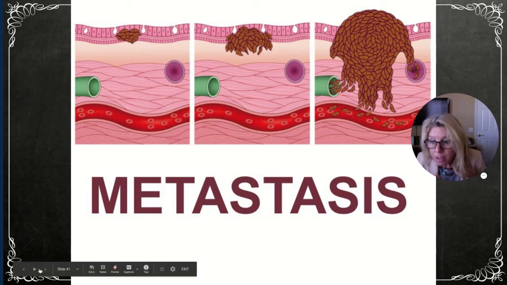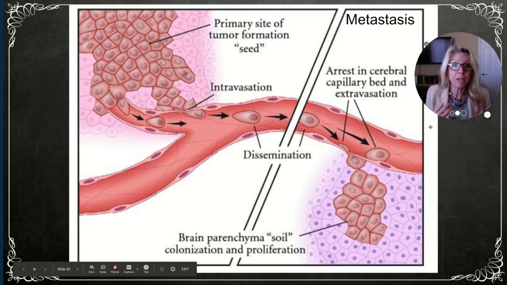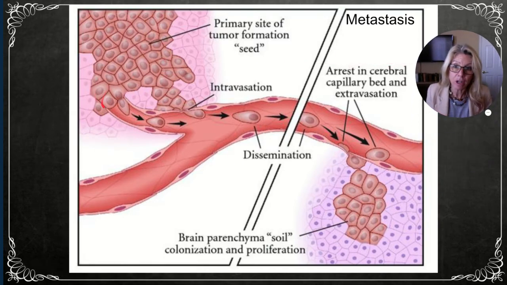And here we can see what happens when it has jumped into the circulatory system and then it's landed here in a secondary tissue, and it's setting up camp there. And remember, cancer is going to interfere with whatever that tissue is supposed to be doing.